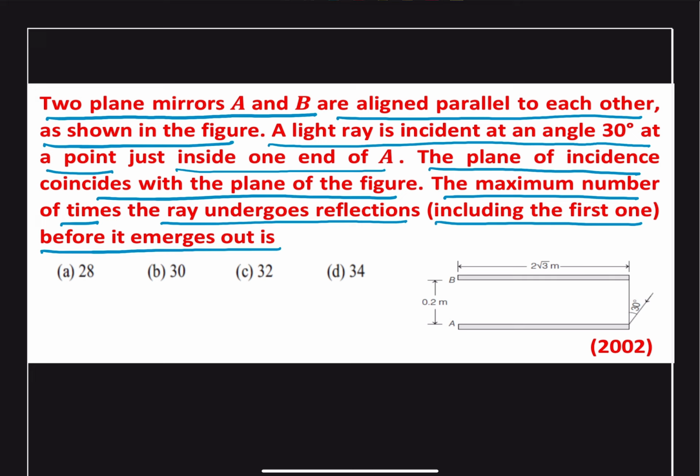So we are given a figure, and in this figure, this is our incident light, making an angle 30 degree with the vertical. And the separation between the two mirrors, these are plane mirrors, is given as 0.2 meter, and the length of the mirror is given as 2 square root of 3. In this case, we would find out the maximum number of reflections that is going to take place.